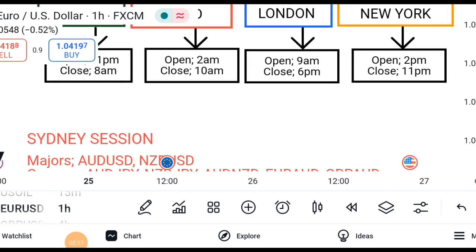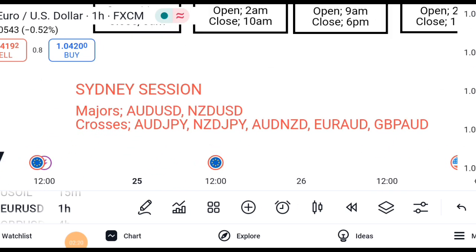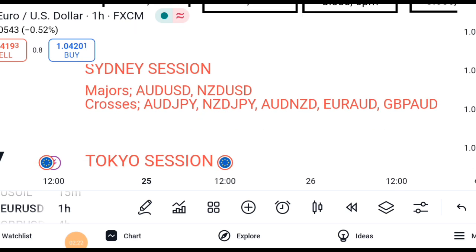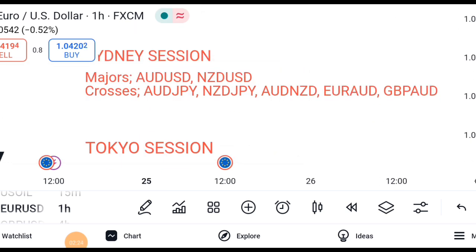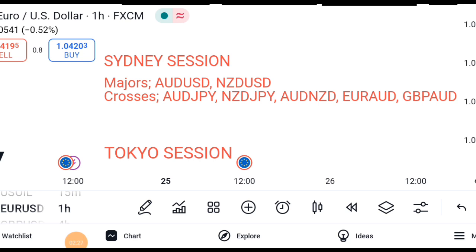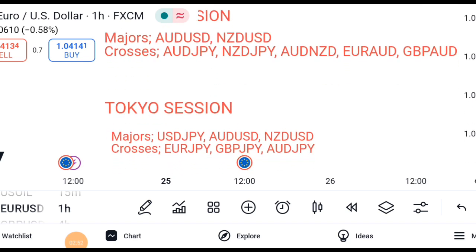Going on to the next point, we are going to be looking at the currencies to trade in each and every session that we have talked about. We start with Sydney, the night session, 11 p.m. to 8 a.m. We have AUD/USD and NZD/USD. You'll notice that these pairs move a lot at night because that is when the Asian session is actually in play. We also have some crosses that are active: AUD/JPY, NZD/JPY, AUD/NZD, EUR/AUD, GBP/AUD.